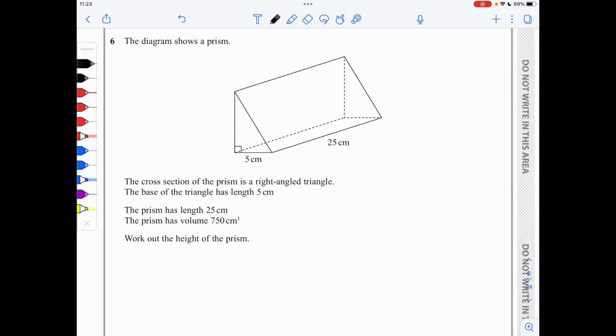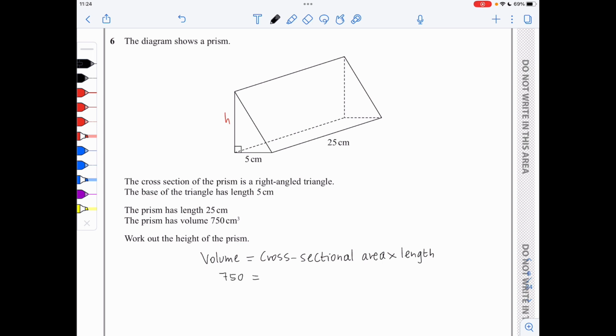In question 6, we are being given a prism here. It's a triangular prism, and the base of the triangle has a length of 5 centimeters. The prism has a length of 25 centimeters, and the volume is 750 cubic centimeters. We need to work out the height. I will start by calling the height here h. Now we know that the volume is the cross-sectional area times the length. So we know that the volume is 750.